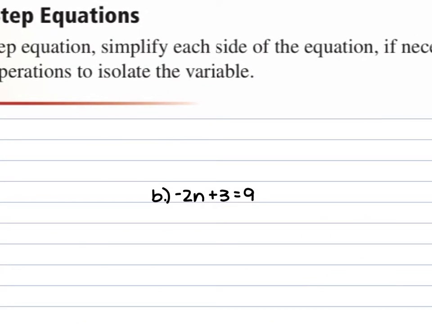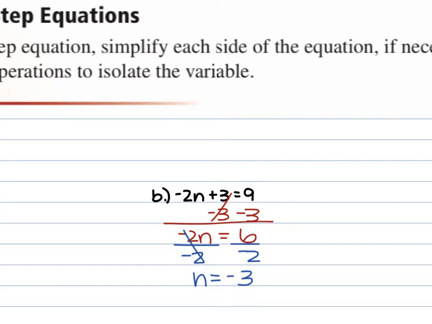For B, we have negative 2n plus 3 is equal to 9. So again, we are going to move that 3 over by subtracting it from each side. We get negative 2n is equal to 6. We divide each side by the negative 2. And get n is equal to negative 3.